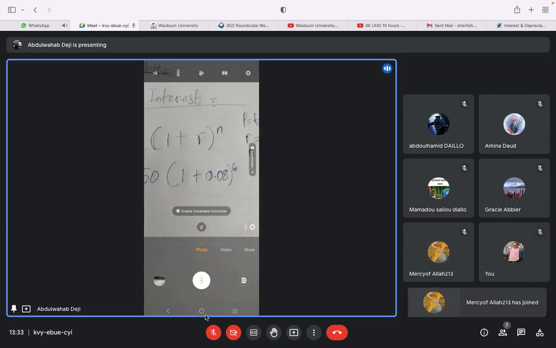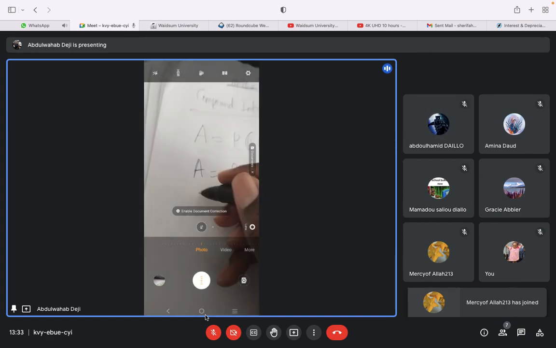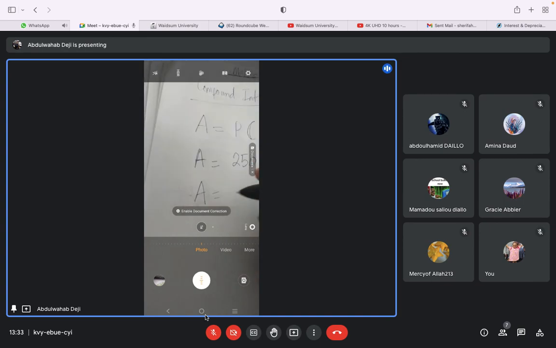Are you with me? So we say the amount is equal to 250 into 1 plus 0.08, which will be 1.08, to the power of 6. Right? So this is what we get, but we have to continue. Can someone do 1.08 to the power of 6? Can you tell me the value?